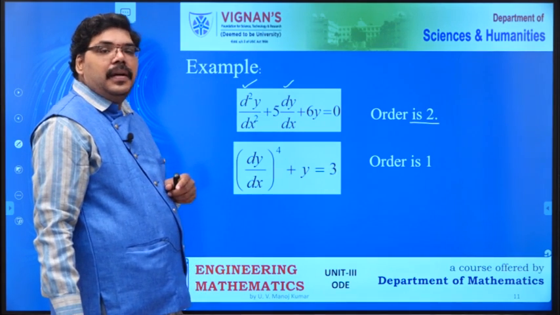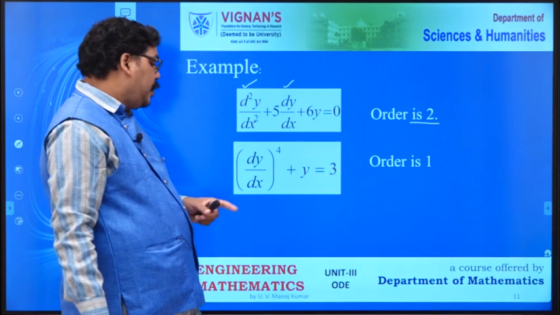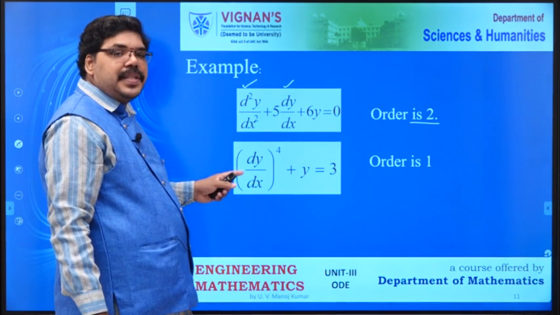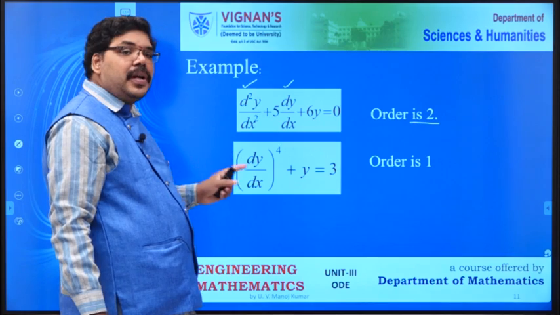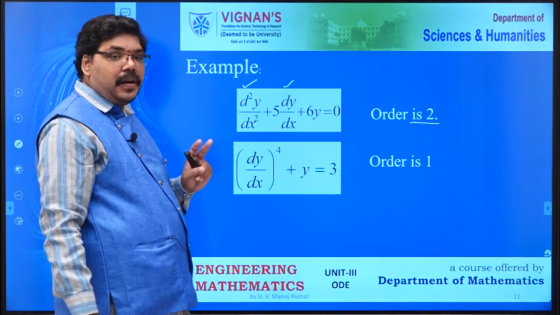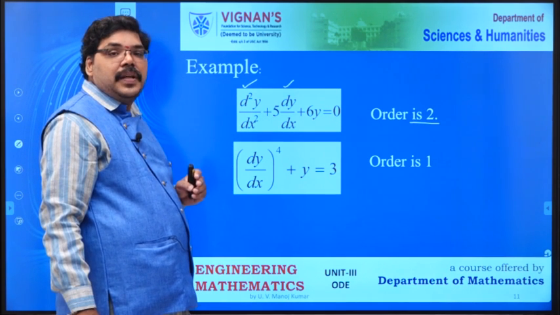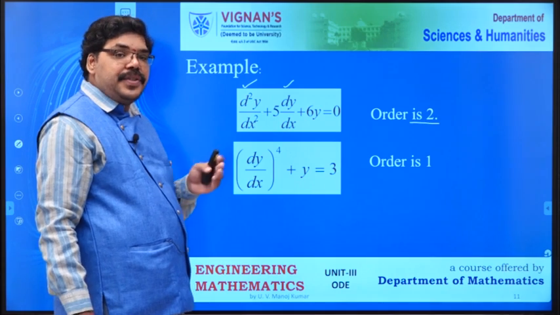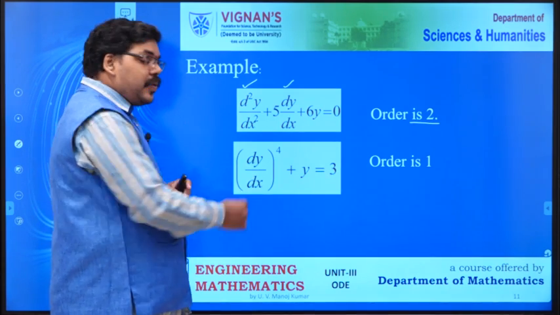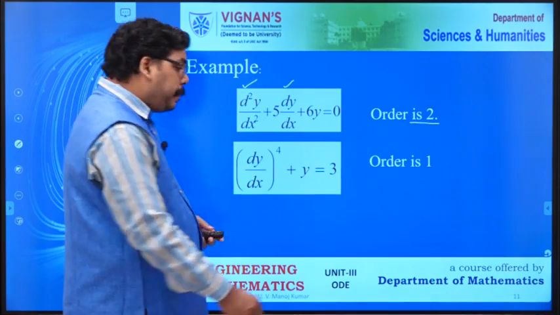Similarly, if you see (dy by dx) whole power 4 plus y equals 3, here only one derivative is involved, and that is a first order derivative. 4 is the power. We are not discussing powers, we are discussing orders. Order means how many times you are differentiating. Dy by dx, we are differentiating only once. So the order is 1.